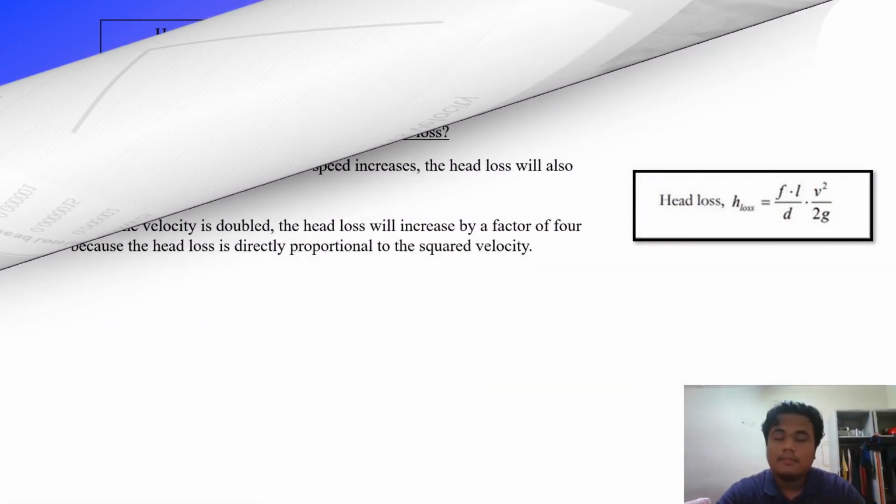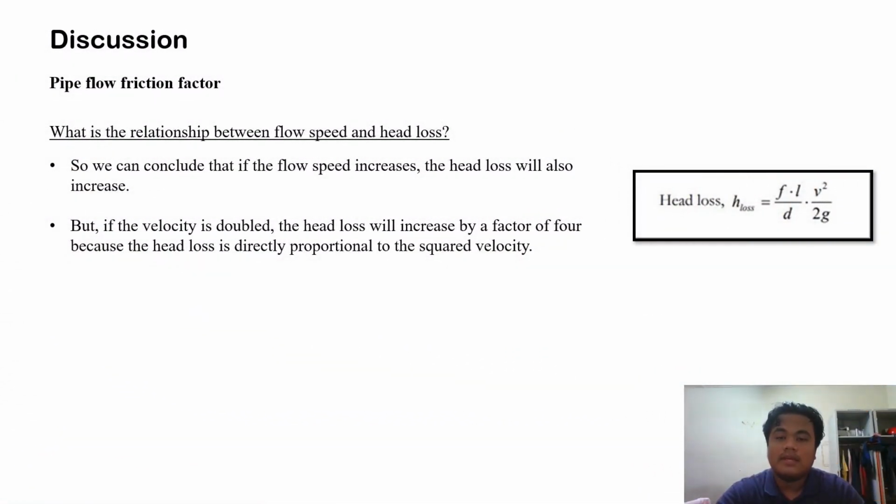Thank you. My name is Muhammad Daniel Bizkifli. I will be explaining the discussion for this experiment by answering the questions from the lab sheet. The first question is, what is the relationship between flow speed and head loss? To answer this question, we need to refer to this head loss equation first.